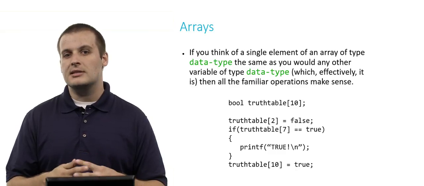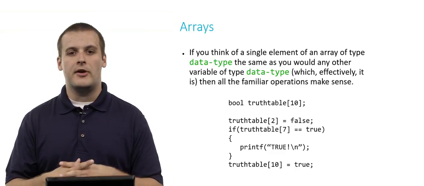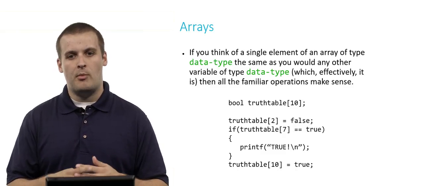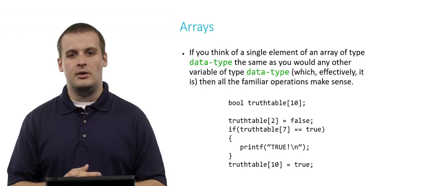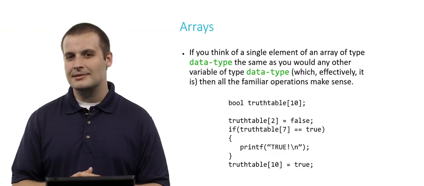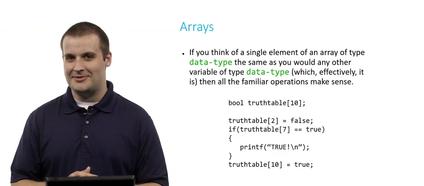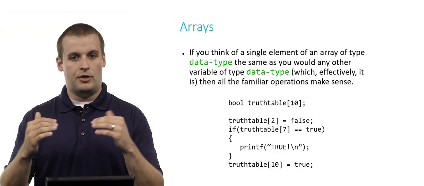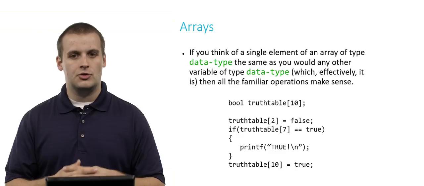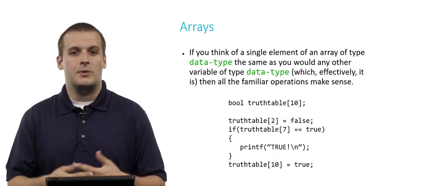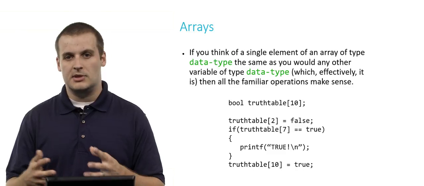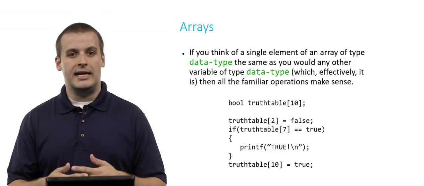And then just like we could assign a value to any other variable of type Boolean, we could say something like truth table[2], which is how we indicate which element of the truth table? The third element of the truth table, because remember, we're counting from 0. So that's how we indicate the third element of the truth table. truth table[2] = false, just like we could assign any Boolean type variable to be false. We can also use it in conditions.